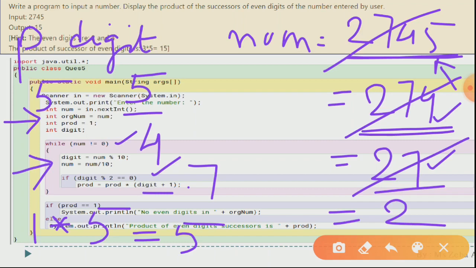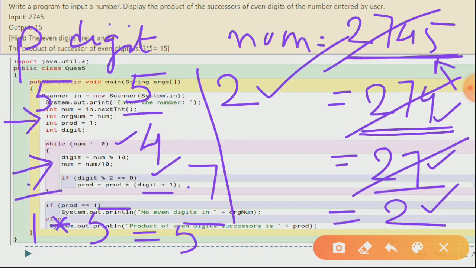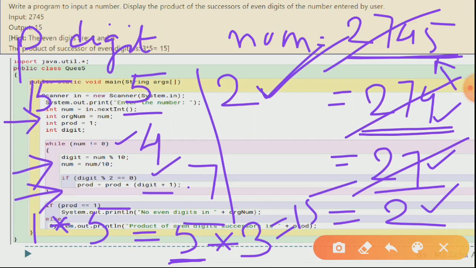Now for the next iteration, digit equals to num mod 10. So the digit is to be calculated now. Only 2 is left over there, so our digit is basically 2. Now again it will check whether your digit is even or not. It is even, so again the product will be calculated. See, previous value of product was 5. Now the previous value multiplied by digit plus 1. The digit is 2, so it is going to multiply it by 3. The value is going to give you 15. So the value that product is holding is 15 for now.